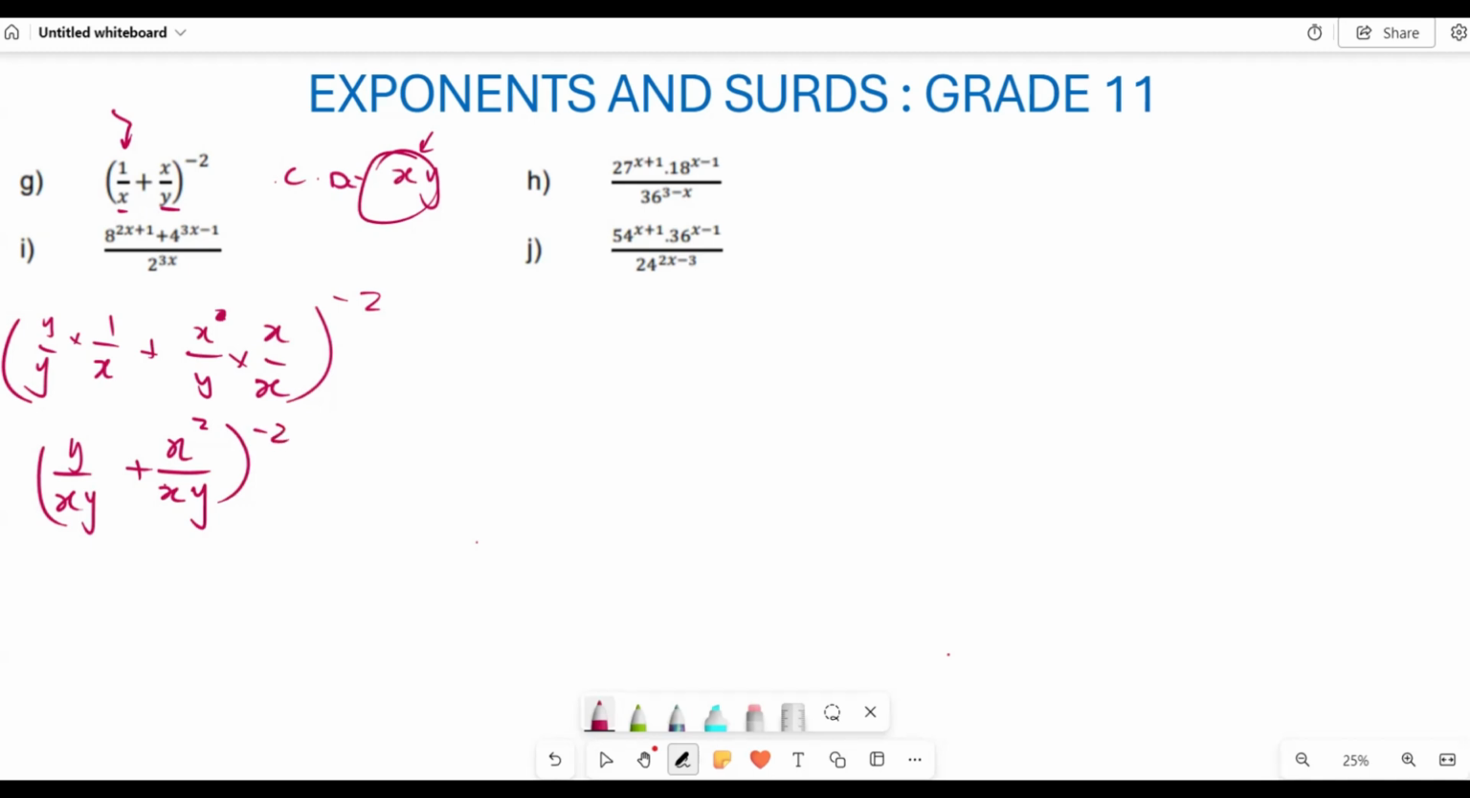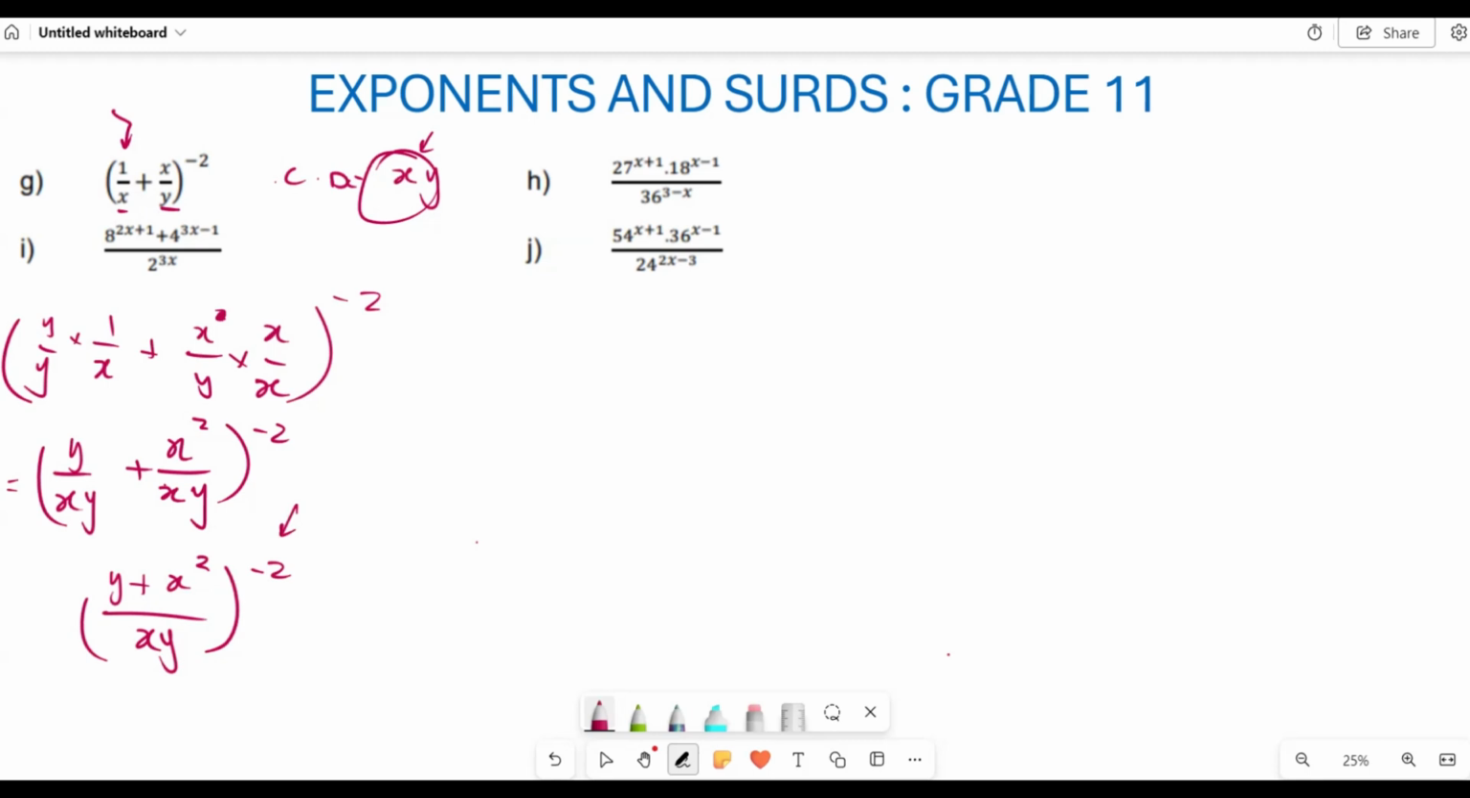And you see that the denominators are the same, so we can write everything under one denominator, which means this is the same as y plus x squared over xy, now to the power of -2. I'm just doing this slowly so that everyone can follow what we are doing from here, right? And then from here, we are going to look at this. Can you see that this is what?